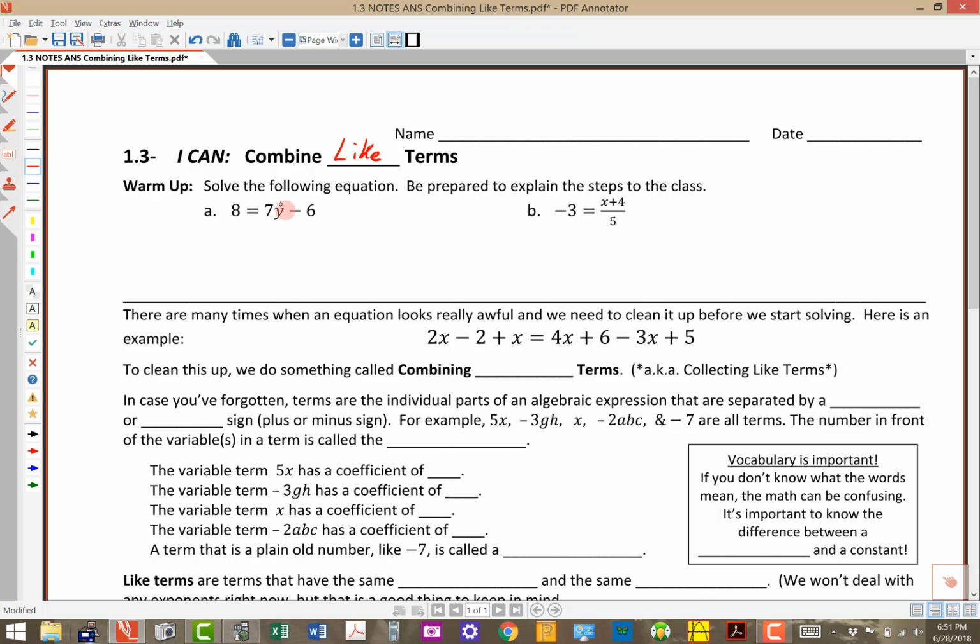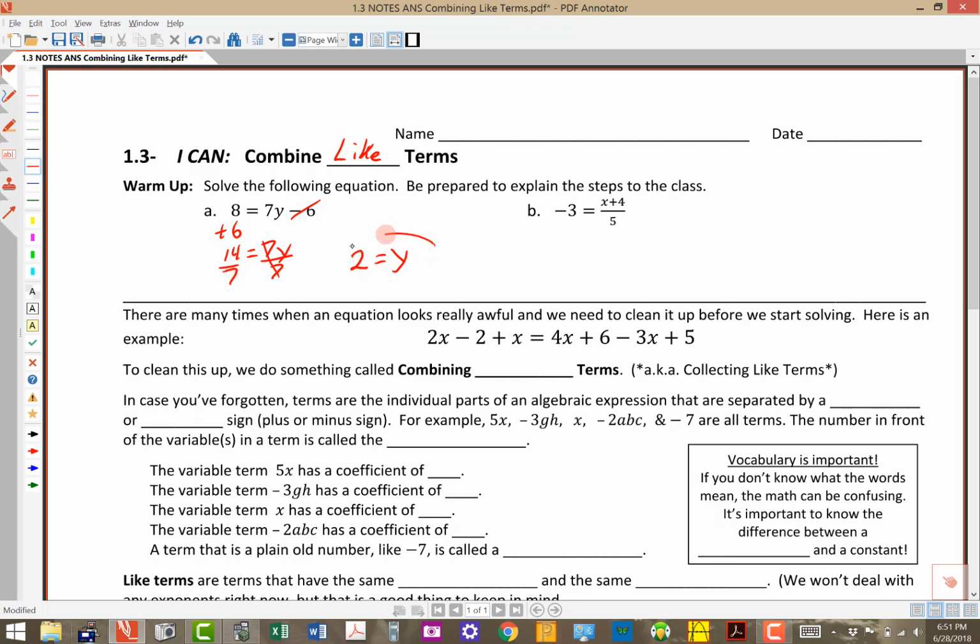Let's see. So we want to isolate that variable term 7y. So we're going to get rid of the -6. We're going to add 6 to this side. That's going to cancel from this side. We've got 14 over here. We've got 7y there. That's implied multiplication, 7 times y. So we want to undo multiplying by 7. So we're going to divide by 7. Those are going to cancel. We're going to have y on this side, and then 14 divided by 7. It does go in evenly, so we've got a 2 right there.